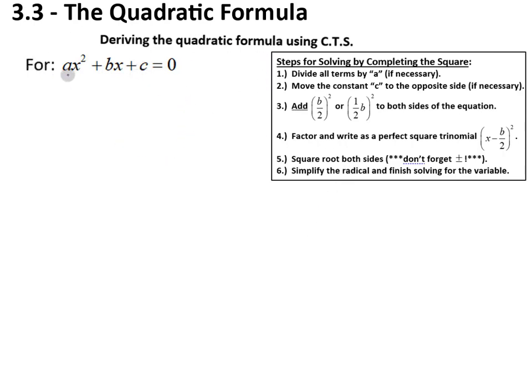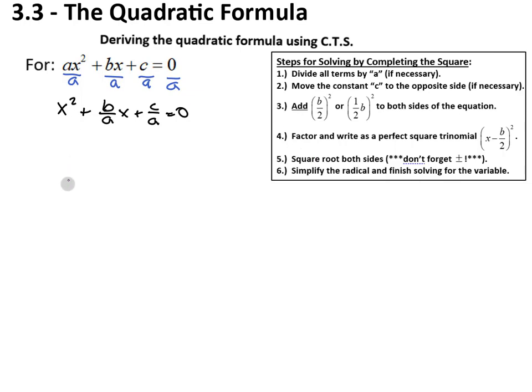Okay, so let's start with the generic quadratic in standard form, ax squared plus bx plus c. So following our steps for completing the square, the first thing we do is divide all terms by a if necessary. Well, in this case, we assume a won't always be 1, so that it may be necessary. So the first thing we do is divide everything on both sides by a. Okay, so our first term, the a's cancel out. We're going to have x squared plus b over a times x plus c over a.